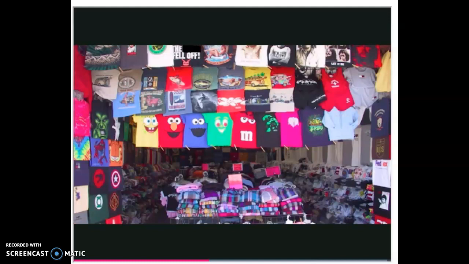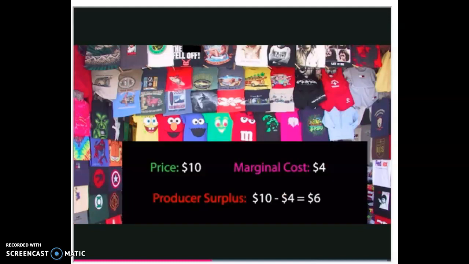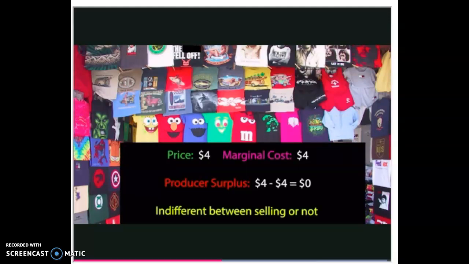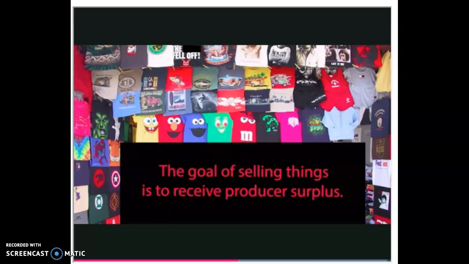If the price of a t-shirt were $10 and a firm could make a t-shirt for $4, the firm would receive $6 worth of producer surplus from the t-shirt. If the price were $4, the firm would receive the marginal cost of that shirt but no more, so the firm would be indifferent between selling the shirt or not. Firms generally sell things because the sales provide producer surplus.